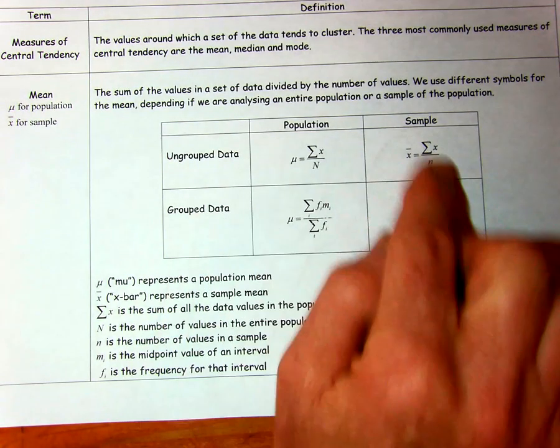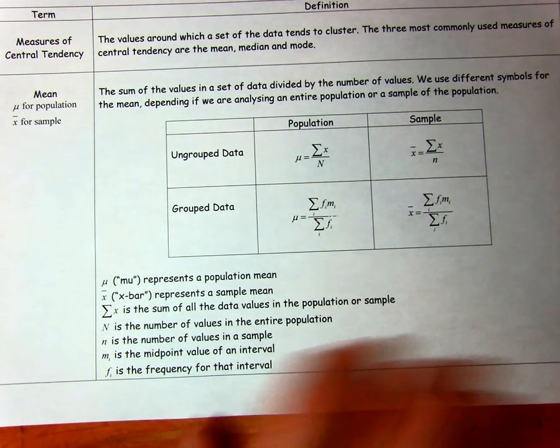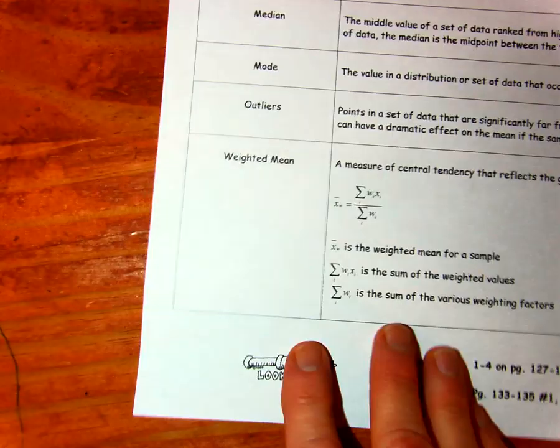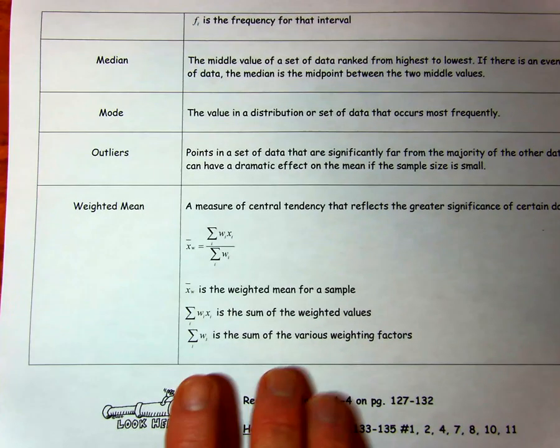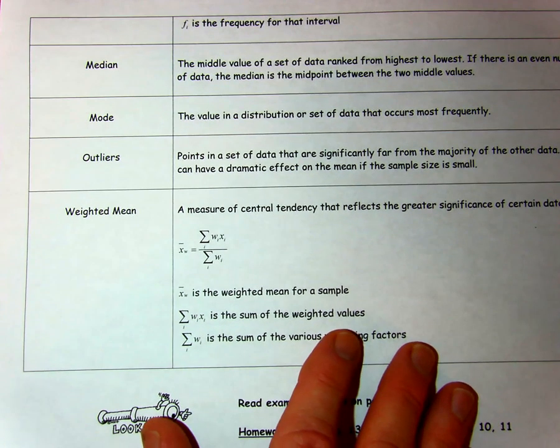And we'll go through how to do ungrouped data and how to do grouped data. And we'll talk about that in a while. So I'll explain all that. And we'll talk about the median, which you already know is the middle number. The mode is the most common value.